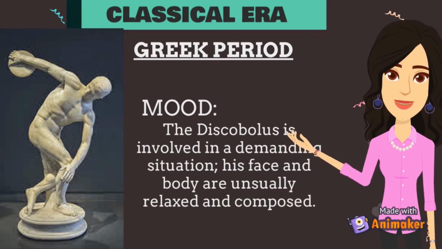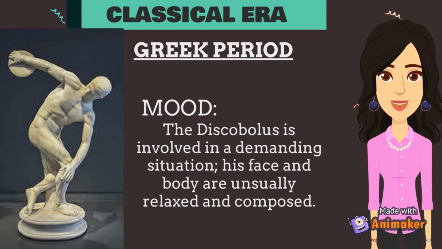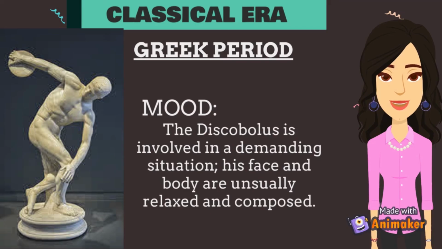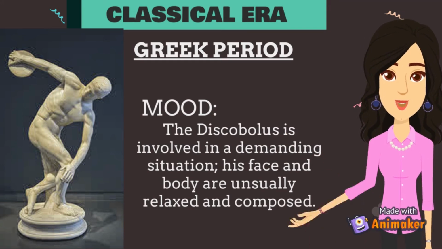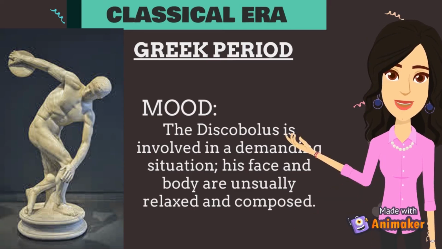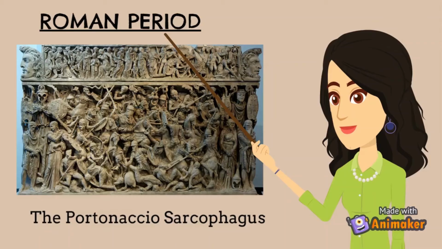For the idea or message, it shows an athlete naked, refined, and eternally youthful, seemingly captured in the moment before releasing the discus. In fact, limbs and torso are artificially arranged to correspond with Greek ideas of balance and rhythm in a composition which is pleasing from one viewpoint only.